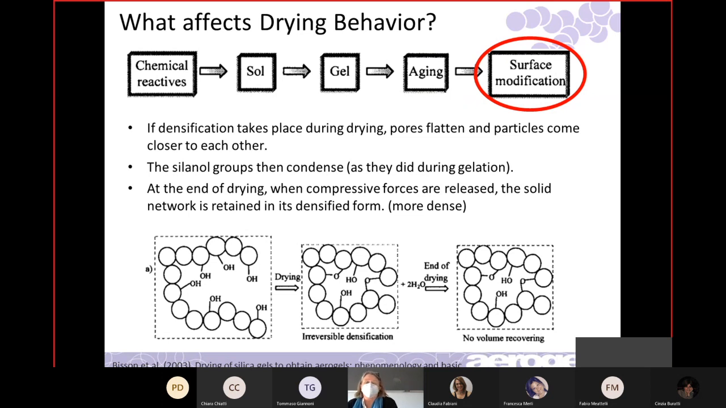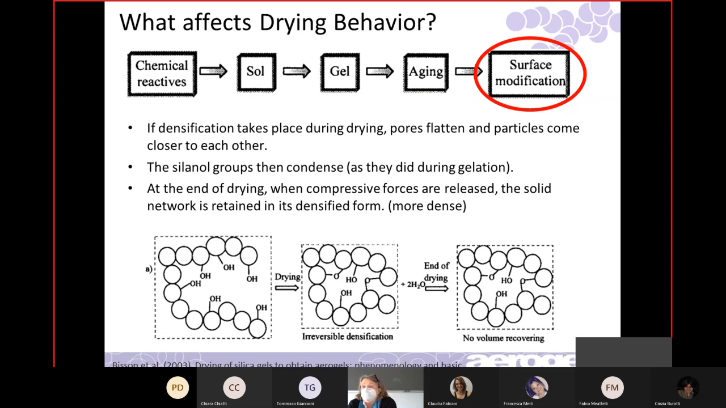So as the wet gel dries, the pores start to flatten. Okay, so here's my pore, and it starts to flatten, and then the particles get closer together. So by flatten, I mean the pores are like this, and maybe they get more like this. And then the particles are closer. Okay, and then they continue to condense like they did during gelation.